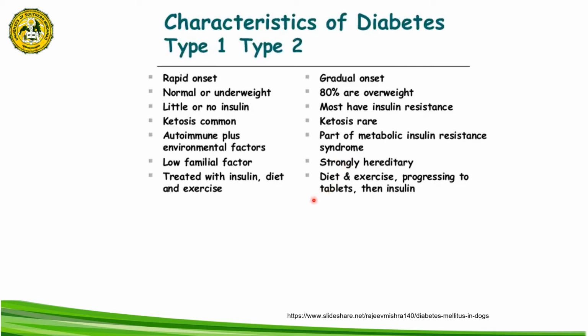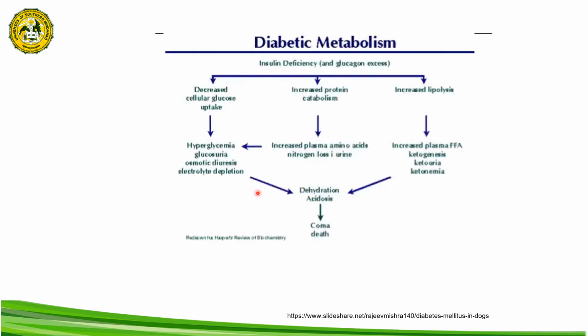For the treatment, diet and exercise, progressing to tablets and insulin, are the treatments for type 2 diabetes. For type 1, this is treated with insulin, diet, and exercise. So this diagram here represents the diabetic metabolism.